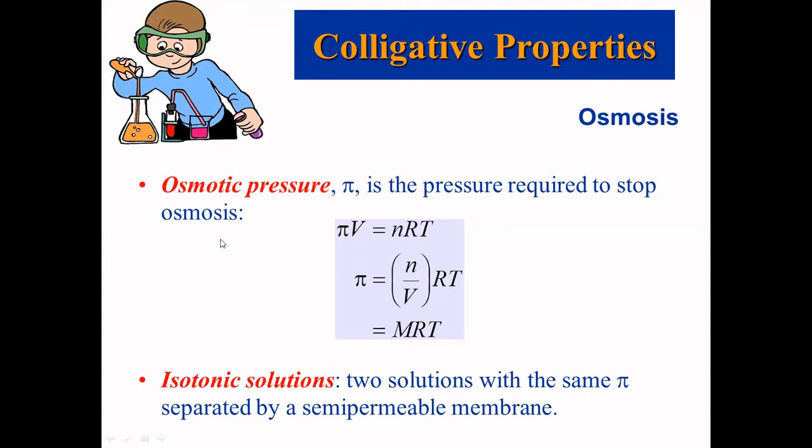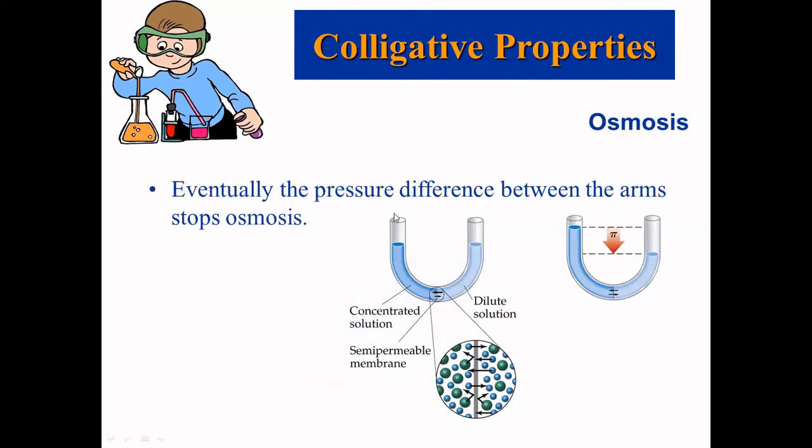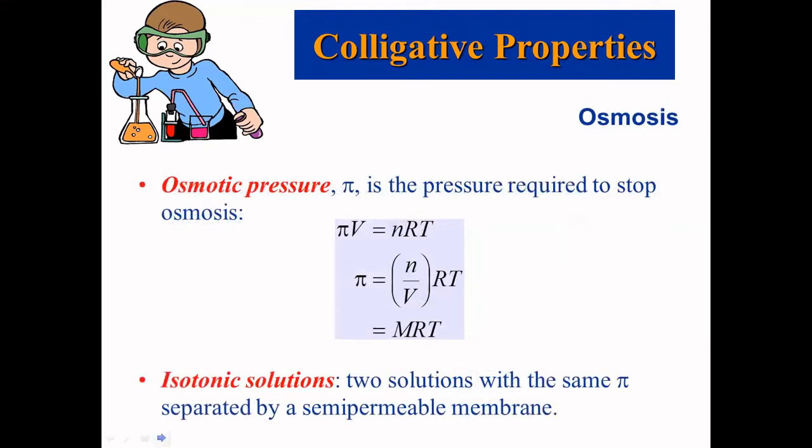So is it the pressure required to stop the osmosis? I think the osmosis will stop when both levels of the liquid in here, as you could see, are at the same level, or the pressure from one level is the same as the other. So there won't be any movement anymore.